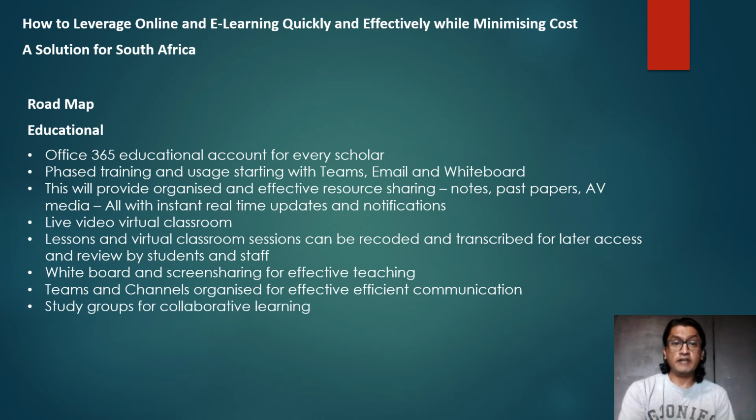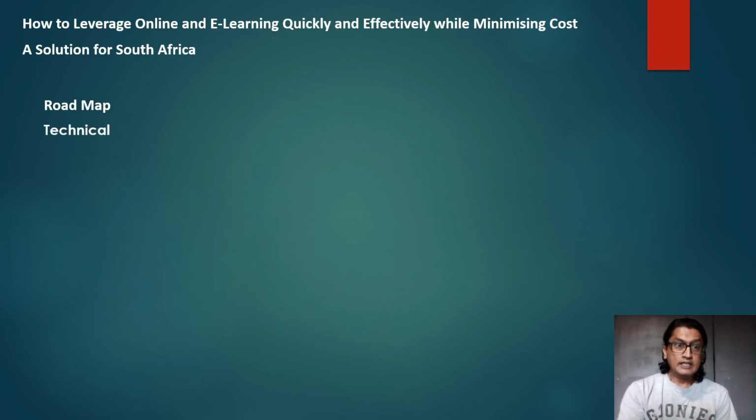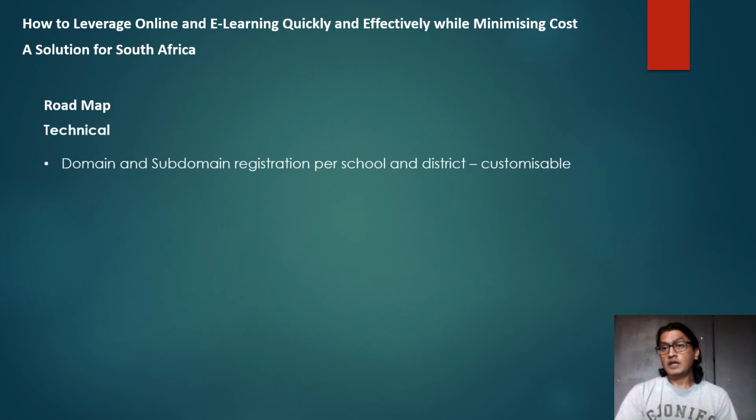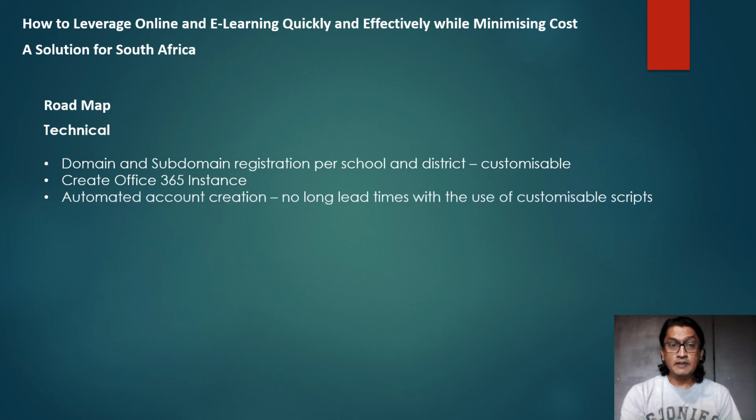Study groups are available for collaborative learning, and then progressive features and tools can be rolled out in phases as we move on. In terms of the technical roadmap, obviously all those things are well and good, but the system still needs to be implemented and as quickly as possible. Very simple. A domain and subdomain registration per school and district will need to be set up, and these are customizable. We'll need to create an Office 365 instance.